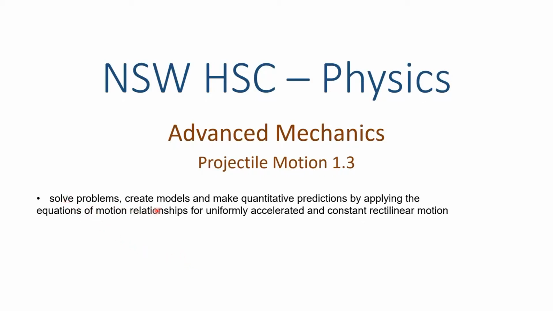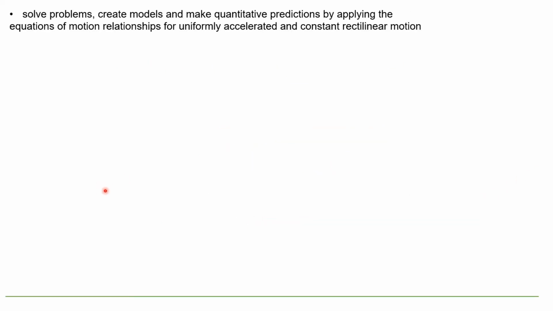Solve problems, create models, and make quantitative predictions by applying the equations of motion relationships for uniformly accelerated and constant rectilinear motion. So what's this stop point all about? We can see there's three things covered here: solve problems, create models, and make quantitative predictions. What do we need to do that with respect to? Well, by applying the equations of motion relationships for uniformly accelerated and constant rectilinear motion.